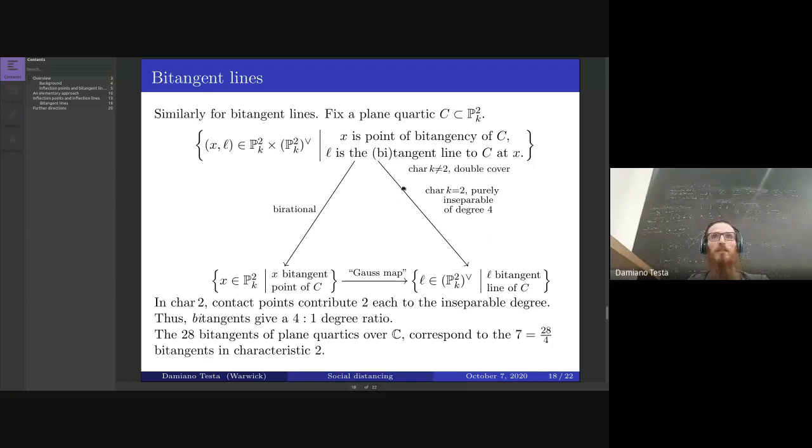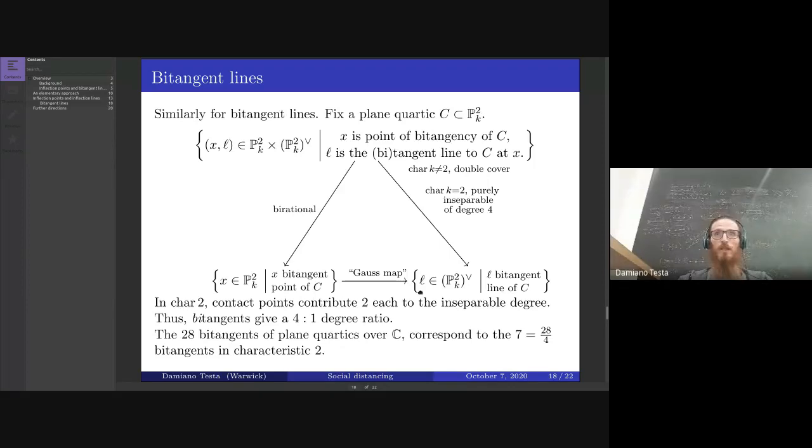And so this highlights the fact that when the characteristic of the field is not 2, I have an actual double cover, because every bitangent line for a general curve is bitangent at 2 points, and those 2 points are uniquely recovered by the coordinates of the line. Whereas when the characteristic is 2, I get a single purely inseparable extension of degree 4, because I have to extract one inseparable root for one of the 2 double roots of L, and another one for the other root of L.